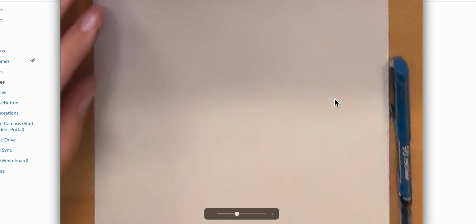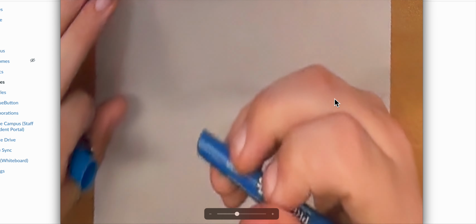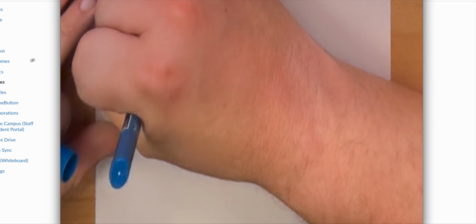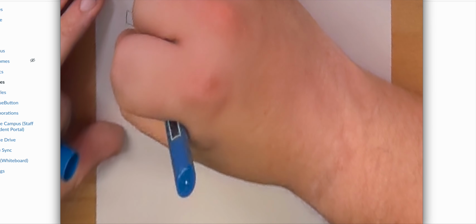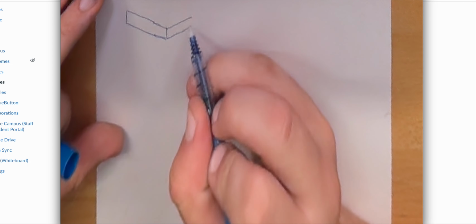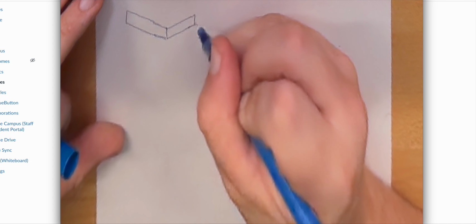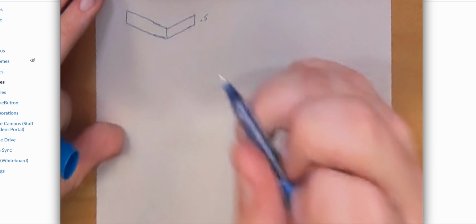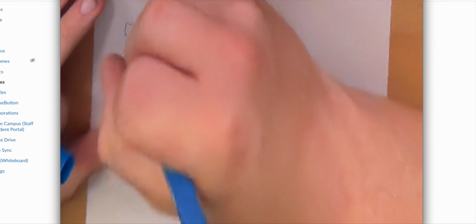So what we can go ahead and do is we can start to write this down. So I'm going to start by doing step one. And step one is we're going to find the volume of this base piece. Okay, so here's our base piece here that I'm drawing out, right? Now, let's go ahead and dimension this out. 0.5 inches is the height.